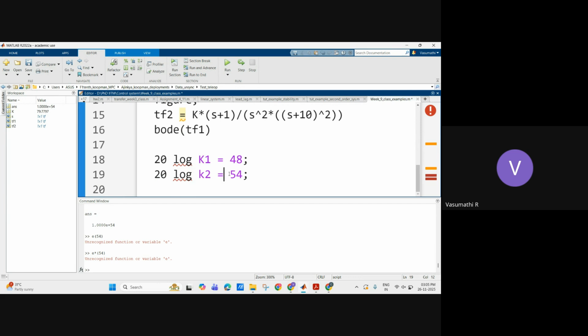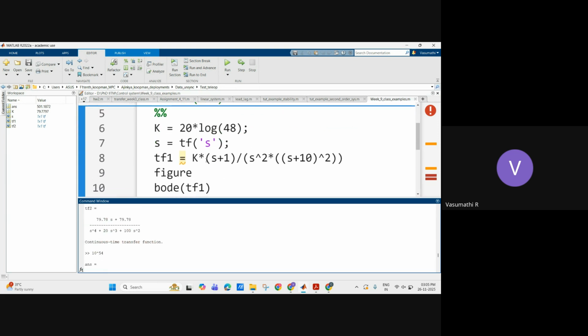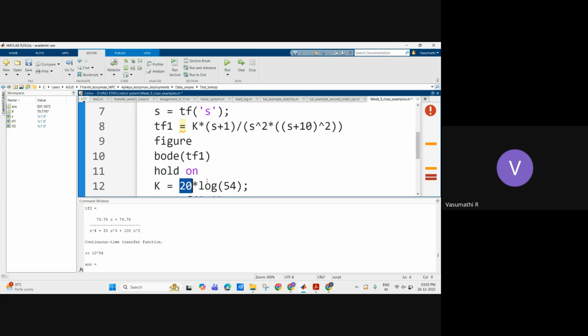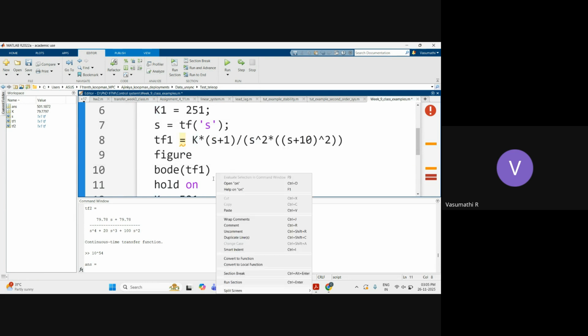So we have to calculate it like this. Now log k1 equal to 48 by 20, 2.4, 10 power 2.4 it is 251. Then this is 54 by 20, 10 power 2.7, this is 501. So actually the K should be 251. That's why we don't get any visible difference there, and 501. Right, so this is the updated value. So your K1 should be like this and your K2 should be like this.